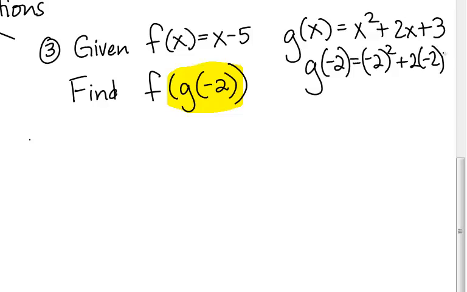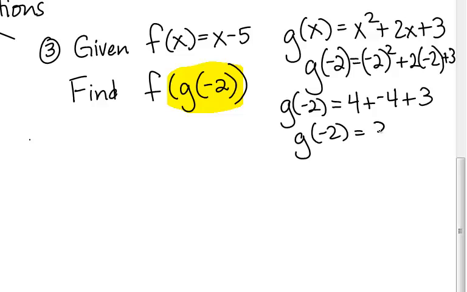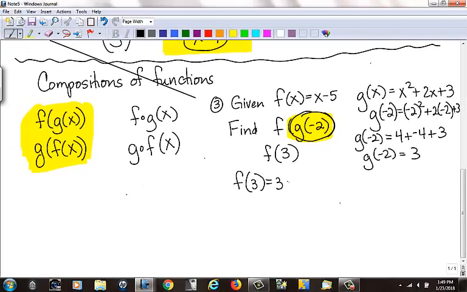Everywhere you see an x. Okay, so g of -2. And you have to be real careful. -2 squared, -2 times -2, +4, plus -4 plus 3. So g of -2 is 3. Okay, so for this part of the problem, you can substitute g of -2 is 3. So substitute that in for g of -2. So now you're going to find f of 3. So everywhere you see an x, you're going to substitute in a 3. So f of 3 is -2, and that is your final answer.